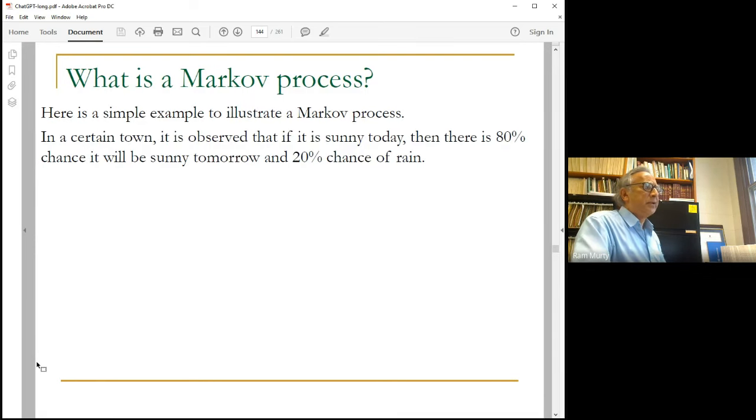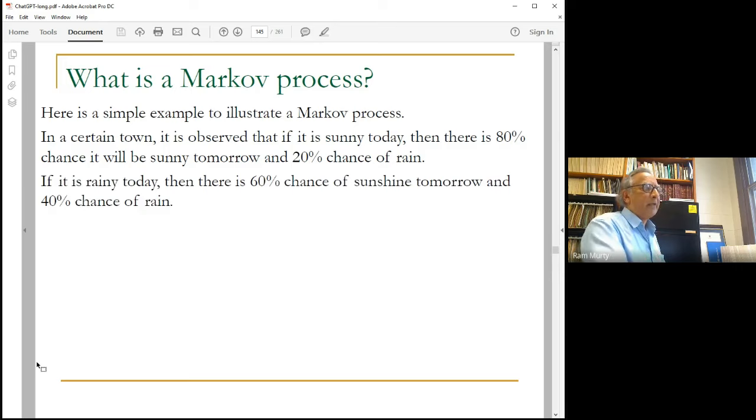Here's a simple illustration. Supposing in a certain town, it's observed that if it's sunny today, then there's an 80% chance it'll be sunny tomorrow and a 20% chance of rain. Now, where did I get this data? I got the data from observing the town over a period of time, let's say a year, and tabulating that data. If it is rainy today, then there's a 60% chance of sunshine tomorrow and a 40% chance of rain. Again, tabulating climate data of that particular town.